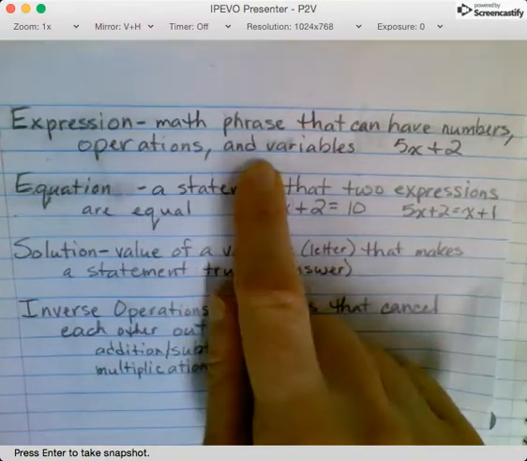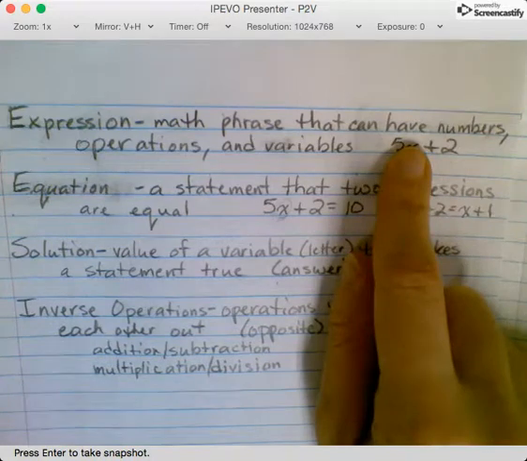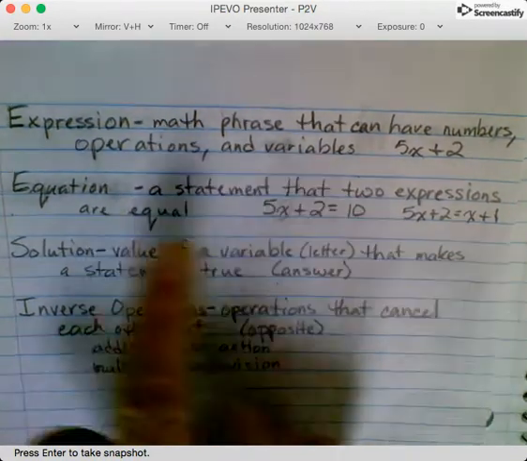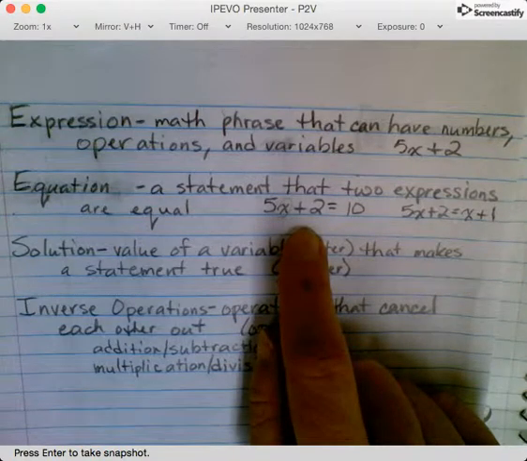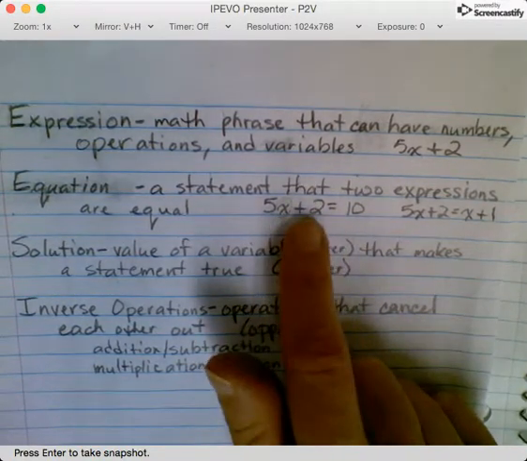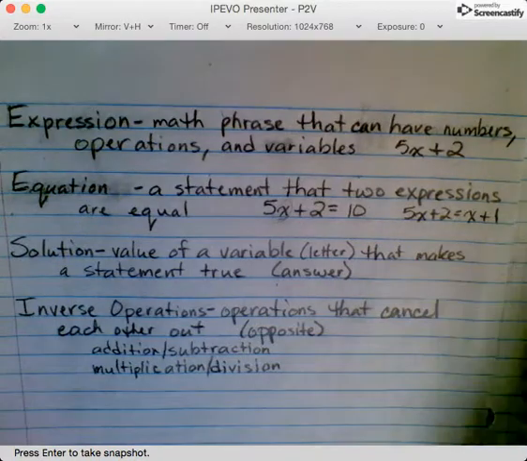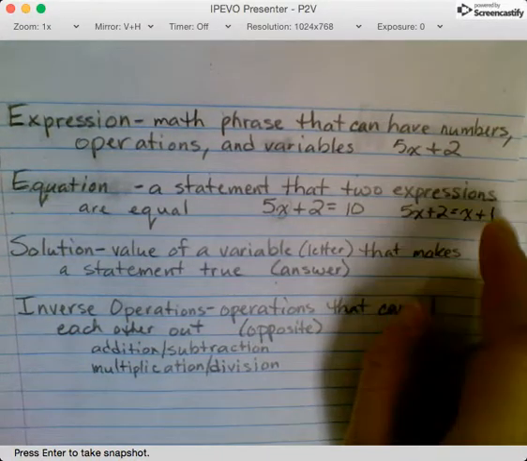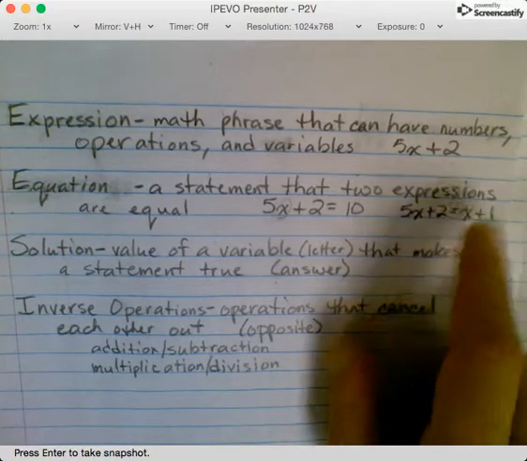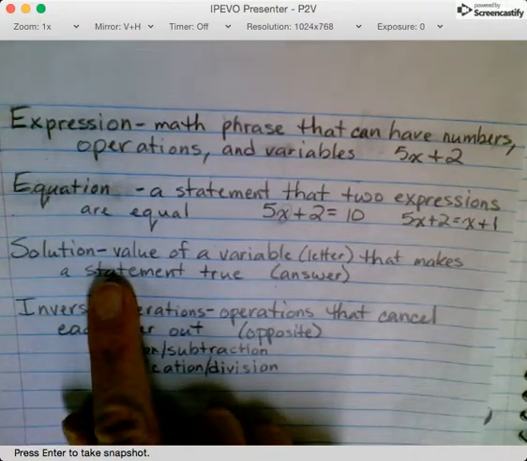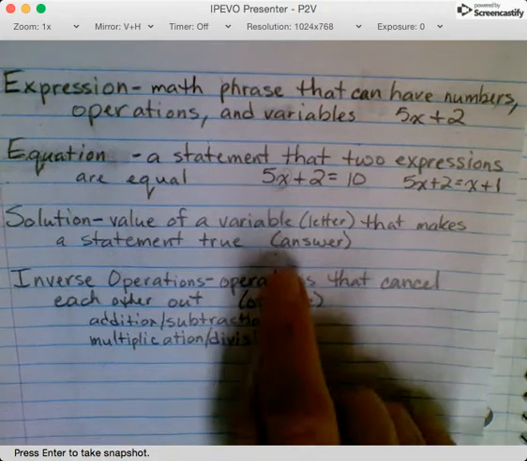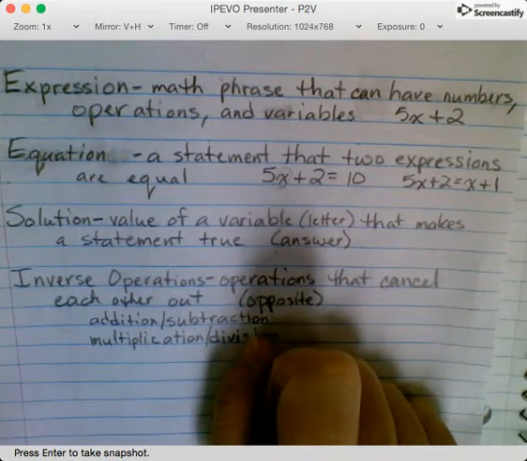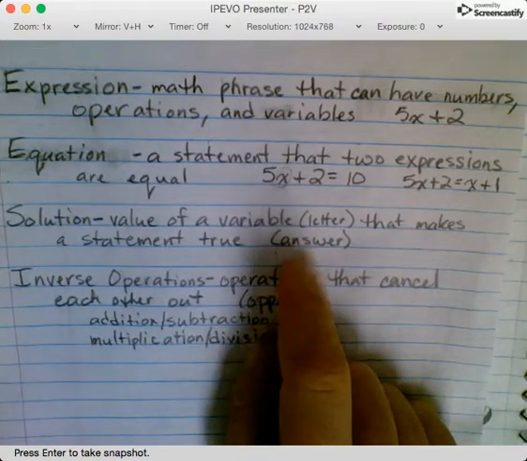An expression, remember, is a phrase that can have numbers, operations, and variables. An equation is a statement that two expressions are equal. So 5x plus 2 is equal to 10 is an equation, and 5x plus 2 equals x plus 1 is also an equation. A solution is a value of a variable, which can be a letter or a symbol, that makes a statement true, or we can think about that as the answer.